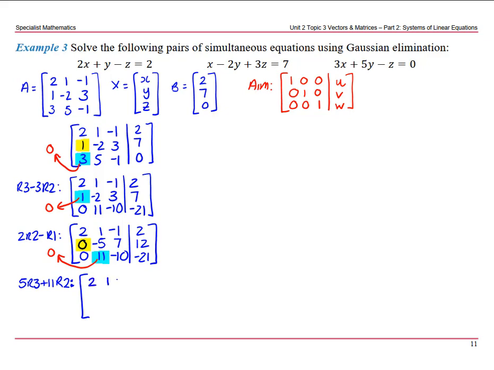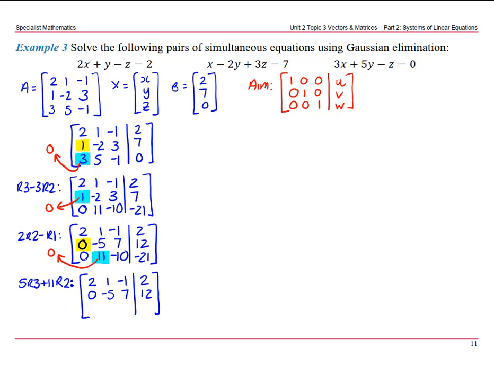So our first and second rows are going to stay the same. Now, if it's easier, you could do this in 2 steps. You could go your 5 lots of row 3 first and then worry about doing the next step in terms of adding the 11 lots of row 2. So if this is too complicated, break it up and do it in 2 steps.